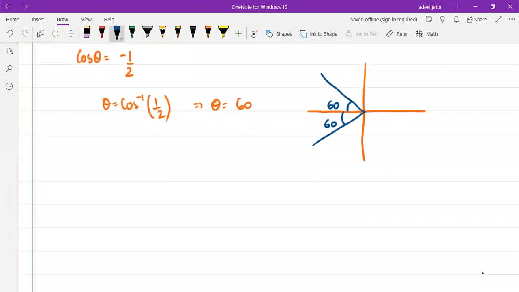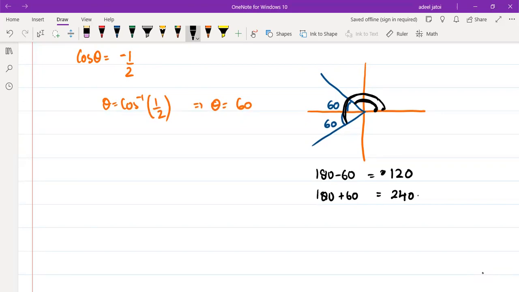Your first angle will be from this point till the basic angle line, which will be 180 minus 60. Do you agree? So your first answer is 120. Your second answer will be from here till the basic angle line, so this is 180 plus 60, which means 240. That means your two angles are 120 and 240.